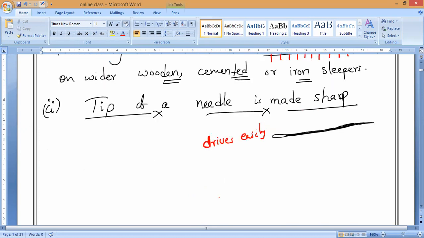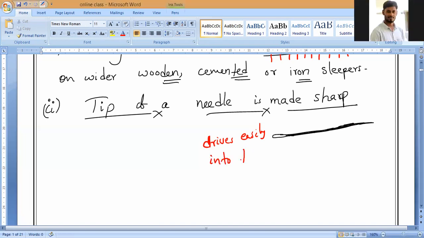Drives easily into the surface, whatever the surface is. For example, doctors: if you go to the hospital with some kind of injury, he will stitch it with a needle. Have you noticed? Suppose it is a blunt needle, what will happen? Is it possible to make proper stitching? No, sir. So always the tip of a needle is made sharp to drive easily into the surface. That is what you have to understand. Clear?